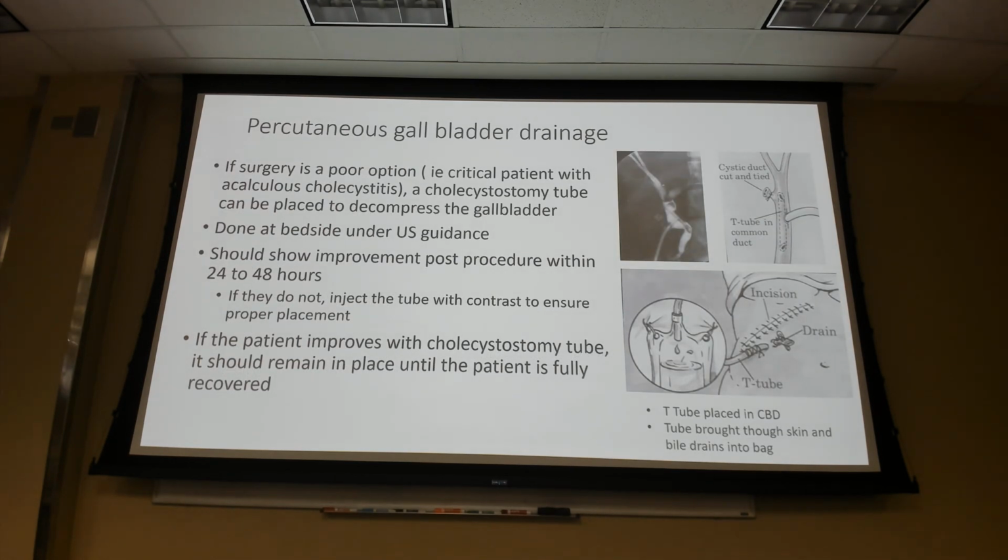And then if the patient isn't a good candidate for surgery, like we said, elderly, multiple comorbidities, a bunch of comorbidities that aren't controlled, we may have to just do a percutaneous drain on them, which is relatively simple, can be done at the bedside, typically under ultrasound guidance. We just place a tube in there and decompress the gallbladder. They should show improvement 24 to 48 hours later. If they don't, that's when we have to inject it with contrast, and we want to make sure it's actually in the gallbladder, because sometimes we may not be in the right location, or it could have migrated out of that location. We typically leave it in place until they're fully recovered, but this is another option we can do if they're not a great candidate for a cholecystectomy.